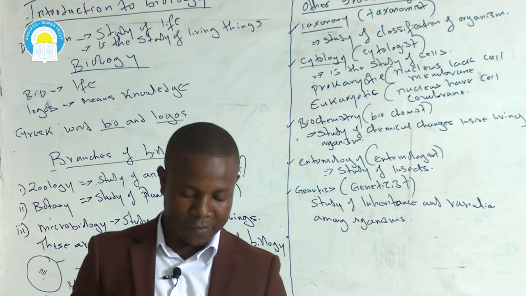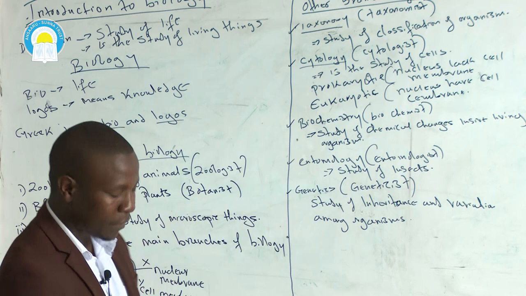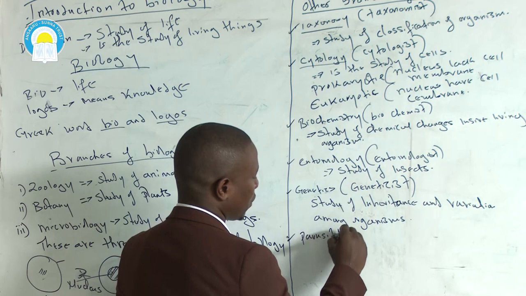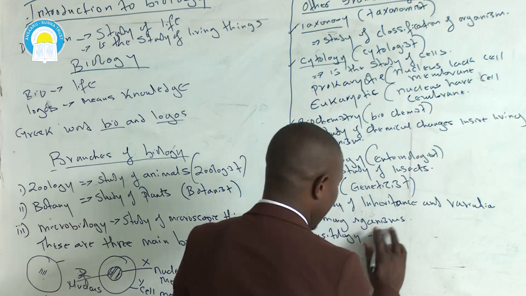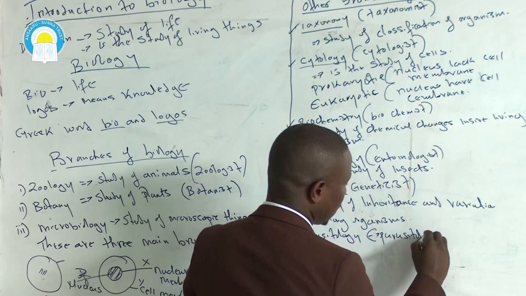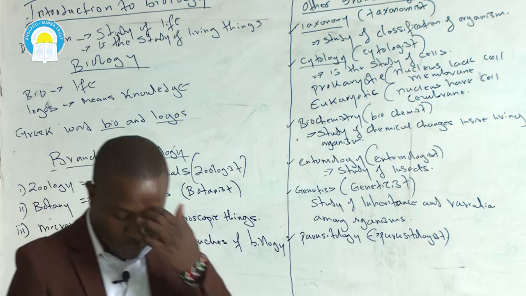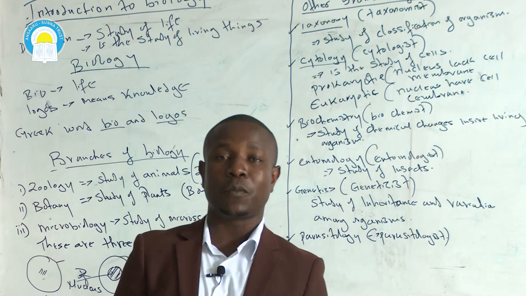Then the last branch is called parasitology. Under parasitology, the person who studies parasitology is called a parasitologist. And what is the definition of parasitology? It's the study of parasites.